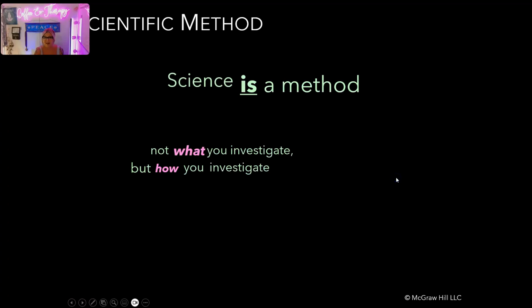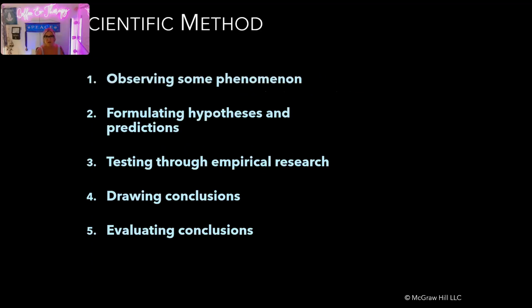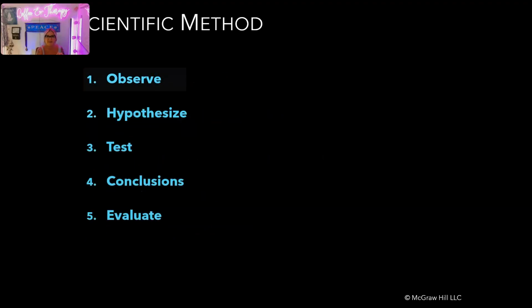All right, so because psychology is a science, we use the scientific method. Science is a method. It's not what you investigate, but how you investigate. The scientific method includes observing some phenomenon, formulating hypotheses and predictions, testing through empirical research, drawing conclusions, and then evaluating conclusions. And of course, I'm going to break that down.